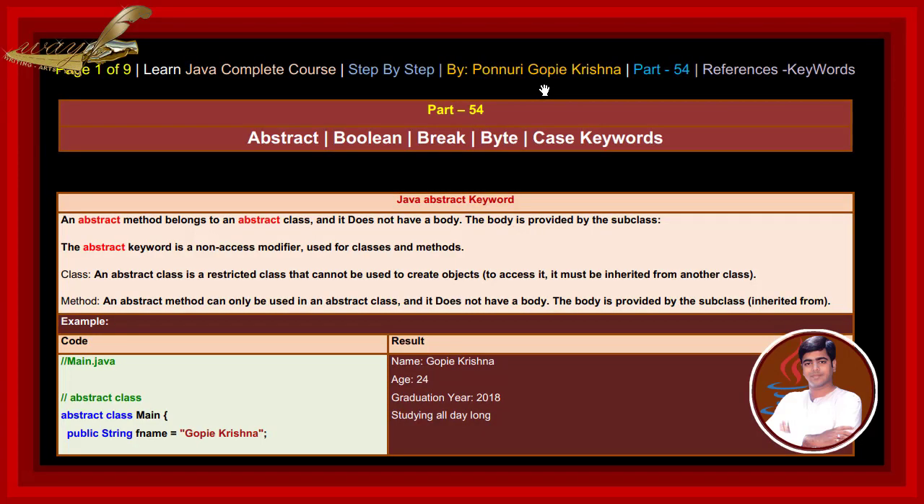In this session, let us learn about abstract, boolean, break, byte, case keywords. Java abstract keyword. An abstract method belongs to an abstract class and it does not have a body. The body is provided by the subclass.